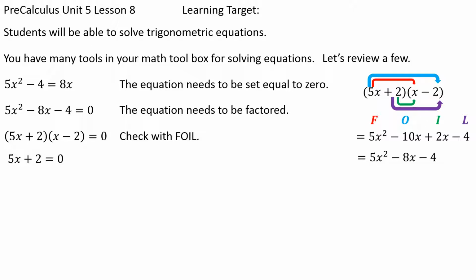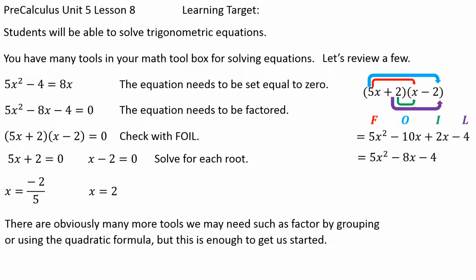Now, of course, I need to take each factor and set each factor equal to 0, and solve each of the resulting equations. And I've got two answers. x could be negative 2/5, x could be positive 2. Let's see how we would apply this type of work with trigonometric equations. We've got a lot more tools available; we didn't use the quadratic formula or factor by grouping, but we got the general idea.